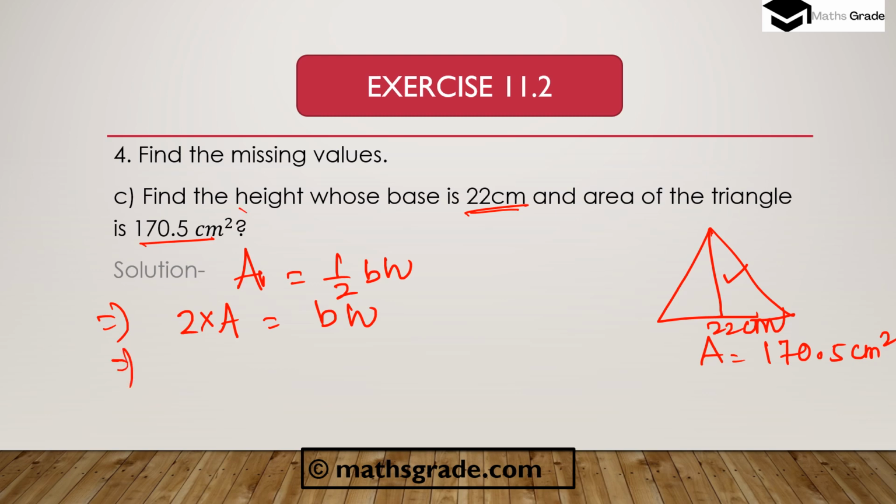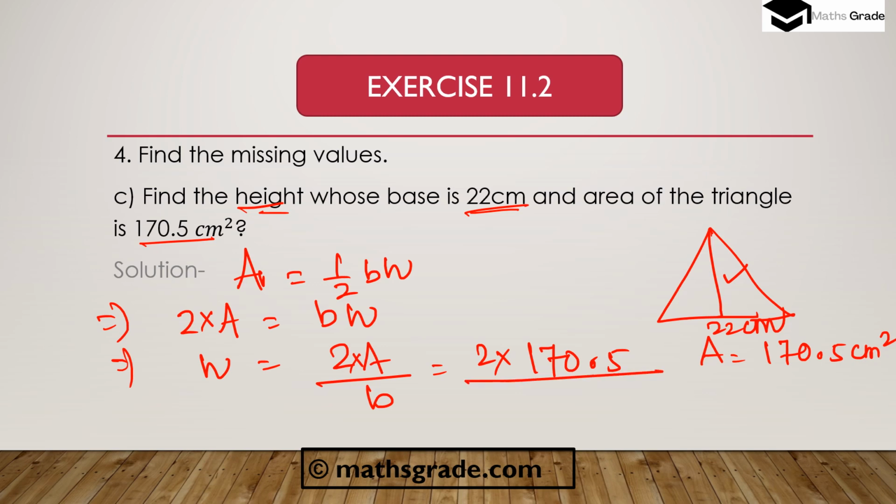So we have to find the height H. So H, height will be, when B is transposed to the left hand side, this multiplication symbol changes to division. So it will be 2A divided by B. Now 2 multiplied with A, area of the triangle is given, 170.5 divided by base 22 centimeter. Now it will be 15.5 centimeter. So height of the triangle is 15.5 centimeter.